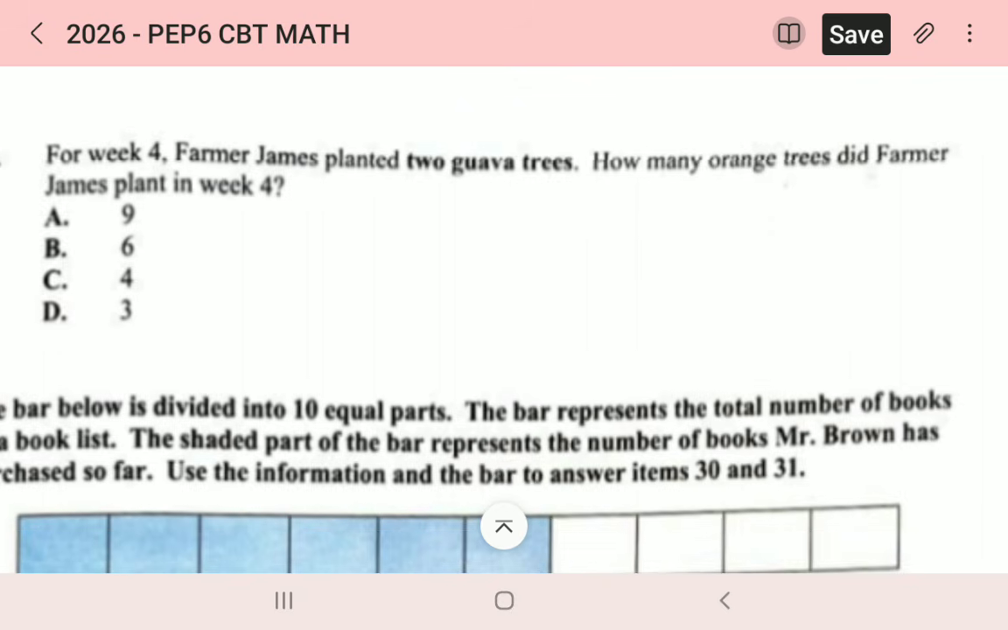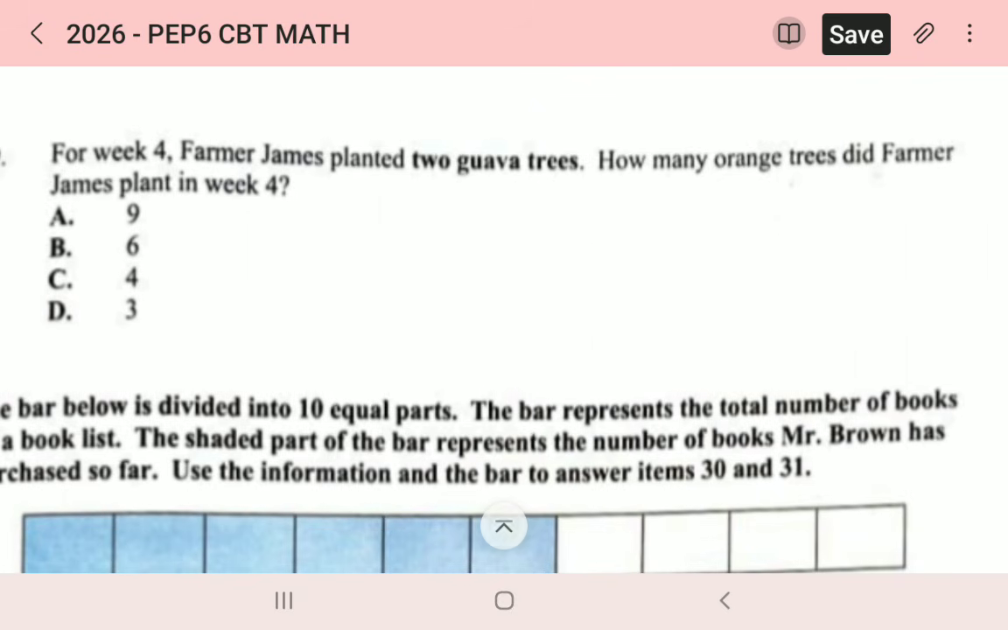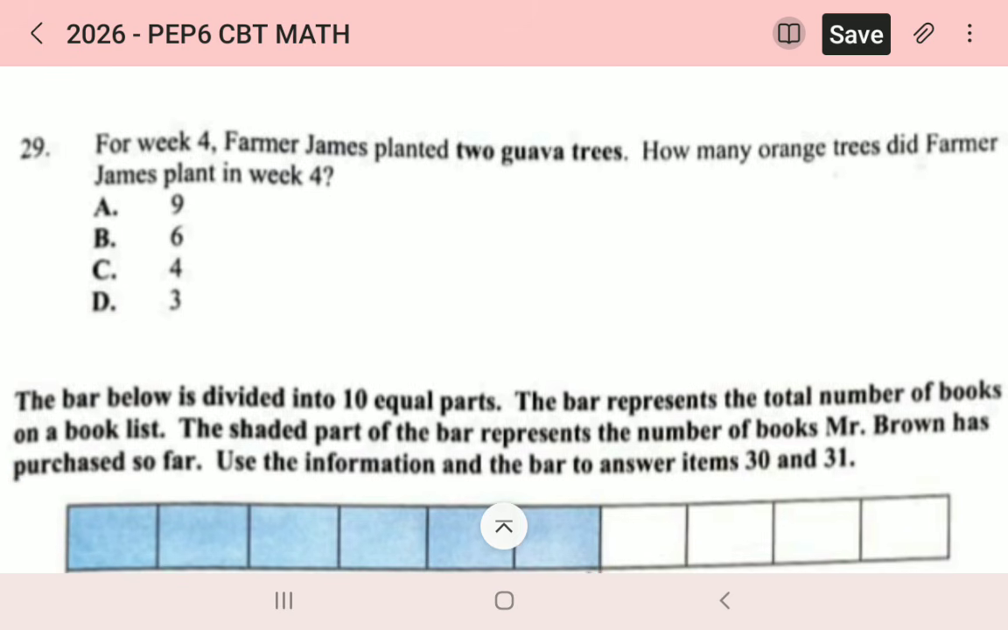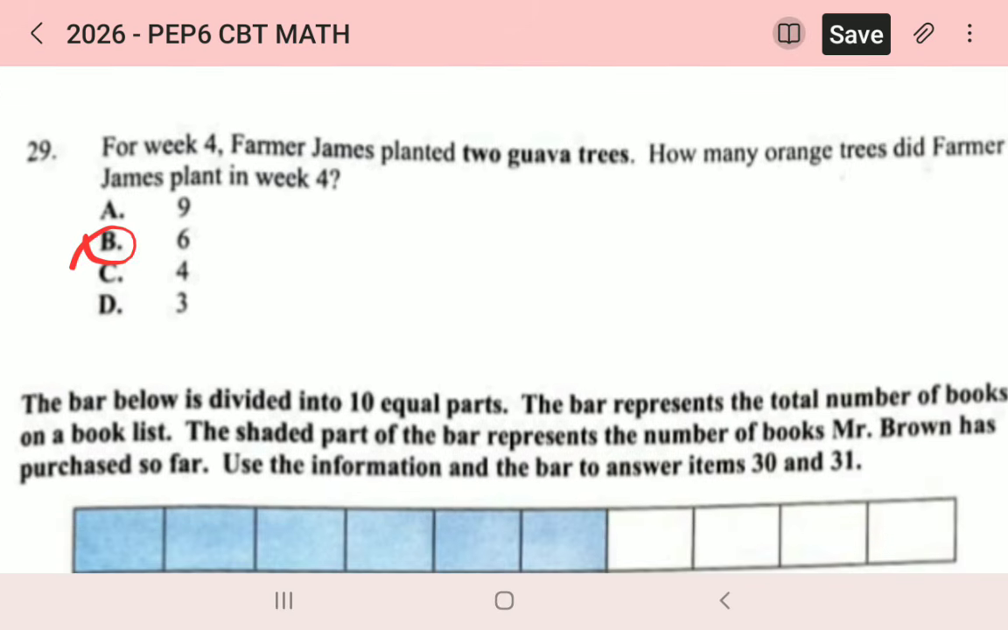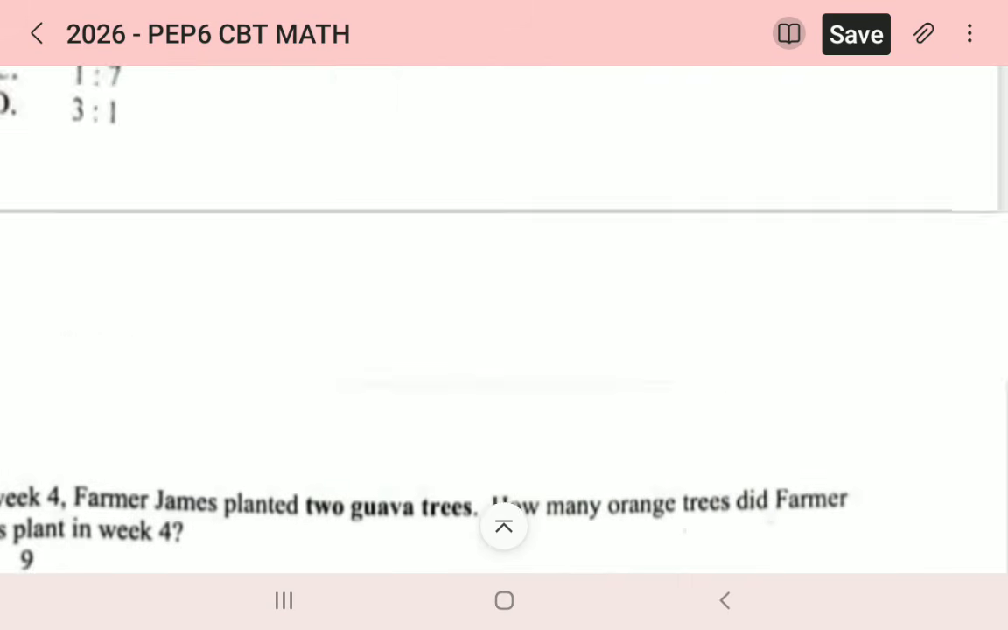All right, let's go. For week 4, Farmer James planted 2 guava trees. How many orange trees did Farmer James plant in week 4? I would have worked that out up top. It is 6. I always just like to work out when I see something missing. So it's 6. We would have gotten that already.